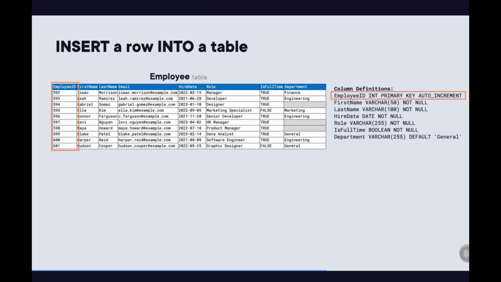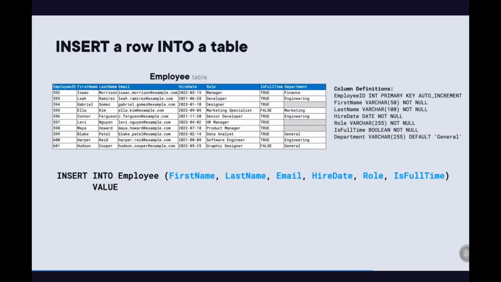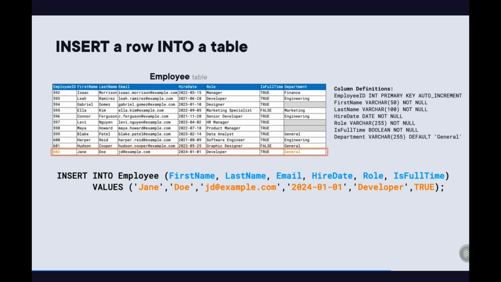the employee ID column is automatically generated. It will increment for every new row. Perhaps one of the other columns is defined with a default value. So if we don't provide a value for this column, it'll be set to general. So we can then write a valid insert statement providing values for the other named columns. So when we execute this statement, we have a new row created with an automatic new employee ID and an automatic value for the department column.